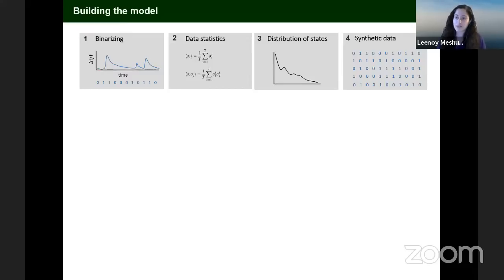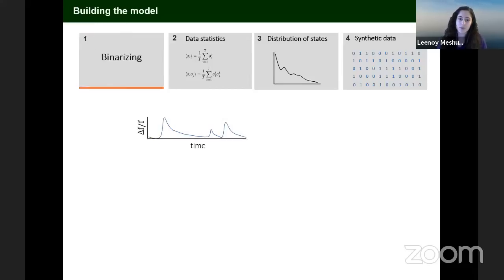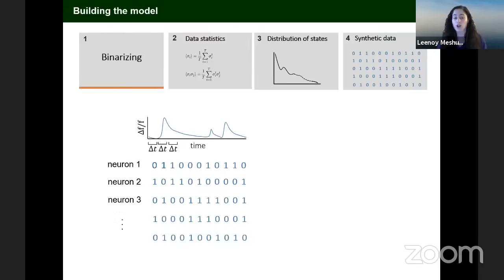The simplest possible. The simplest possible means that the first thing we do is take the fluorescent trajectory, the activity of every neuron, and we're going to binarize it. For every moment in time there was no activity, we'll put a zero. For every moment in time that the neuron was active, we'll put a one. And we shall do this for all the 100 neurons in the system. And then for every time shot, every moment in time, there is a configuration of silence and activity for the neurons. There is a state for the whole population of neurons.